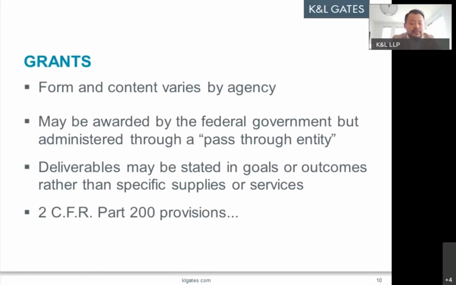And so most times what we see is that we'll have a pass-through entity that will be the recipient, and that entity will then be responsible for selecting subrecipients or other sub-partners to carry out the overall program objective, as well as making sure that all folks are in compliance. And so the sections that are going to govern grants are going to be found in what we call the OMB Uniform Guidance, in 2 CFR Part 200. Next slide, please.